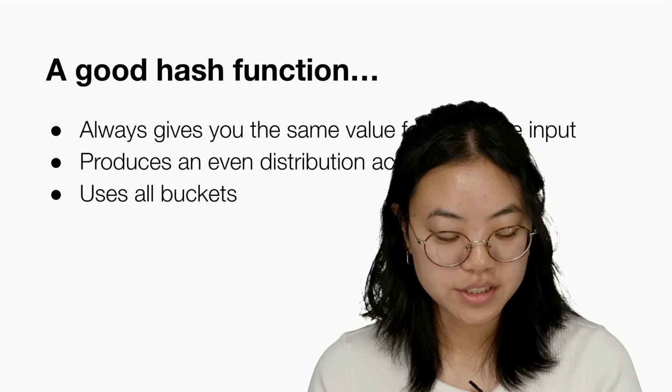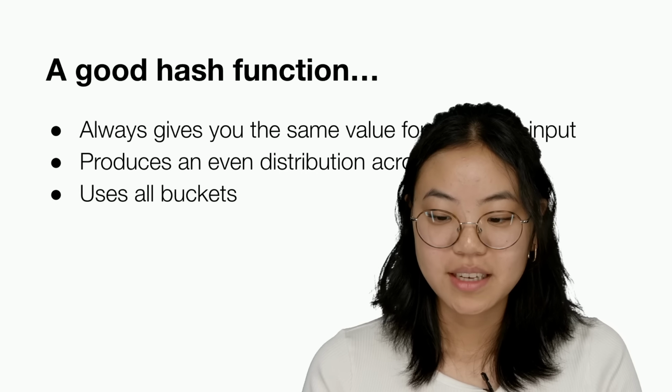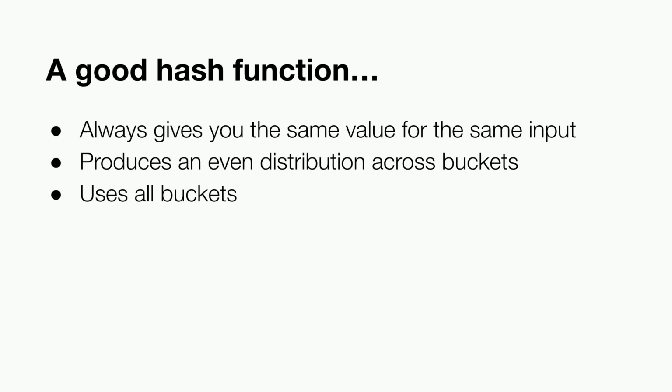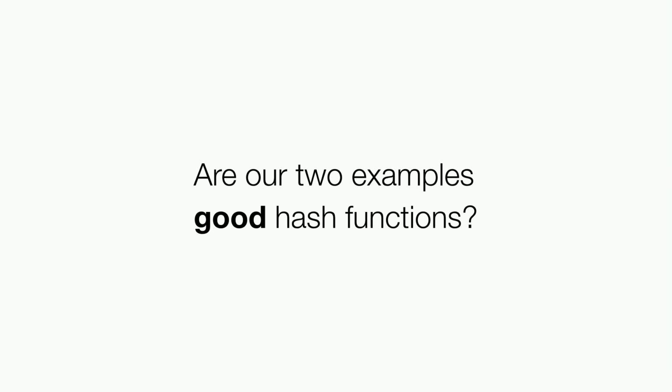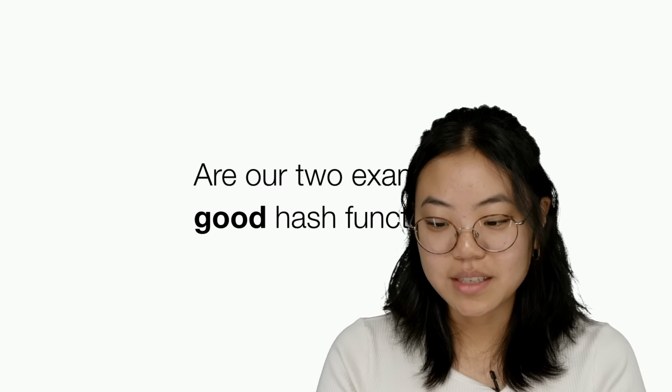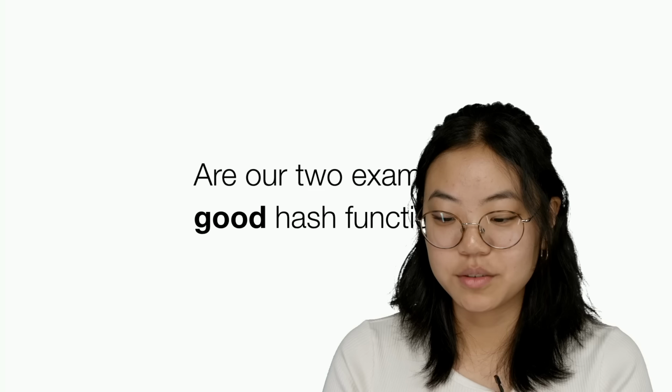And so a good hash function has certain properties. It's always going to give you the same value for the same input. So if I give it hey, the hash function should always give me the same value, and that should not change. It also will hopefully produce an even distribution across the buckets. So every bucket should be more or less the same length. And then we should also try to use all of the buckets. And so given those features, are the two examples that we just showed you good hash functions by those metrics?